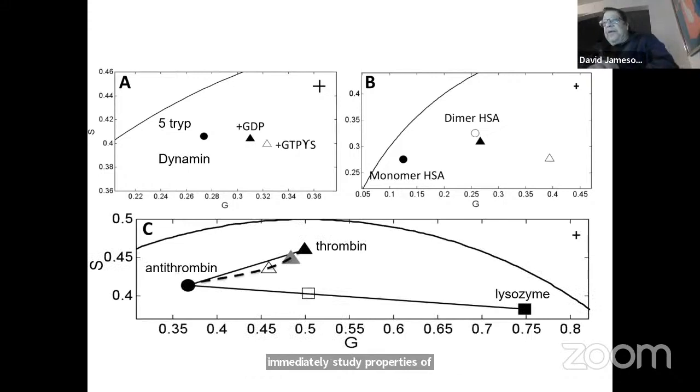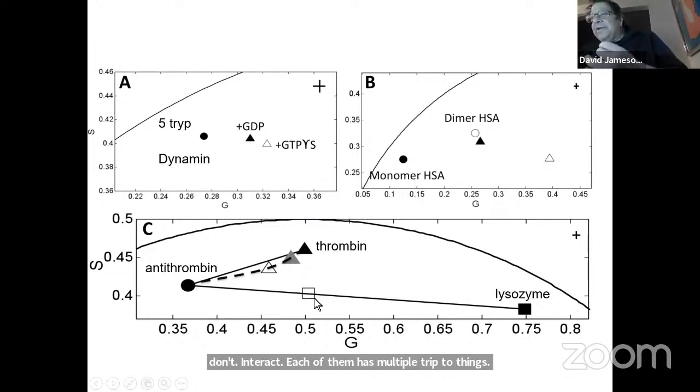And this is a study where we show we have 2 proteins, antithrombin and lysozyme. They don't interact. Each of them has multiple tryptophans, but you put a mixture of them together, add one to the other, and you get a data point in between. It's on the line because it's a mixture of non-interacting species. But suppose they interact.